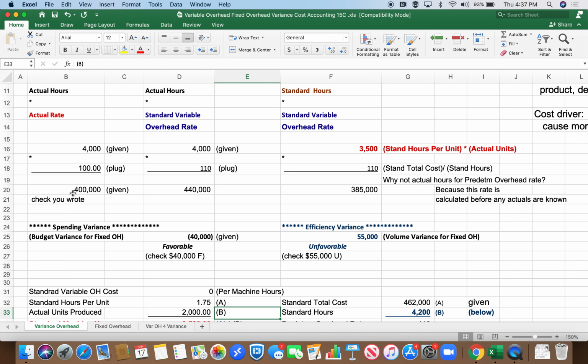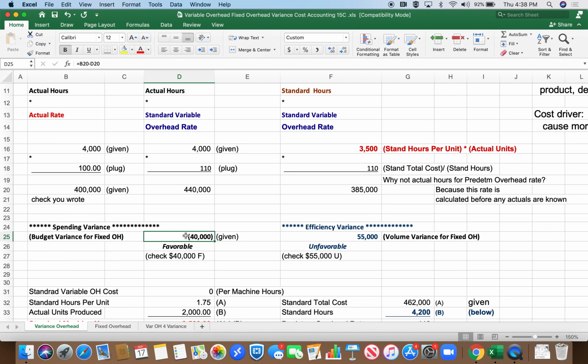So because actual is less than this number in the middle, we have a favorable variance because what we actually spent, 400,000, was less than the 440,000 in the middle. So we have a favorable, in brackets, spending variance. We have an unfavorable efficiency variance because of the difference between the figure in the middle and what our standard was. So if you combine them, that's how you come up with your total variance, which in this case would be 15,000 unfavorable, 55,000 less 40,000.